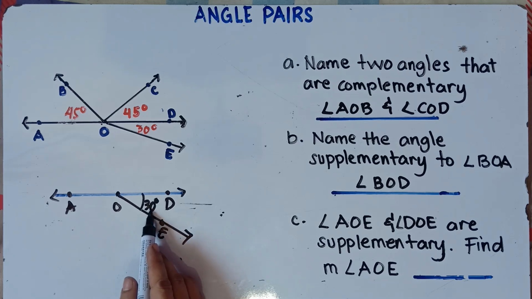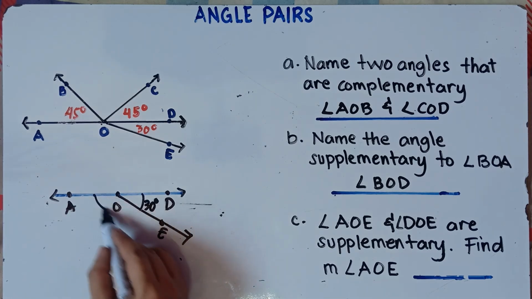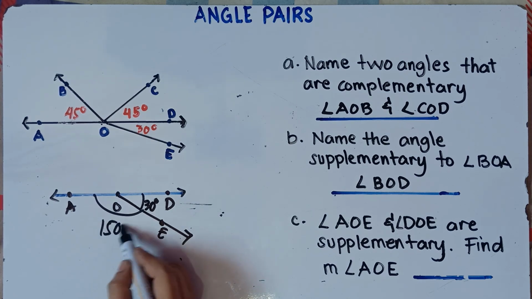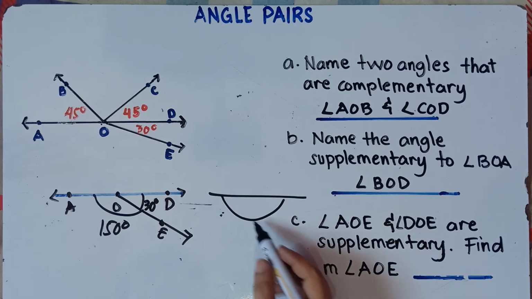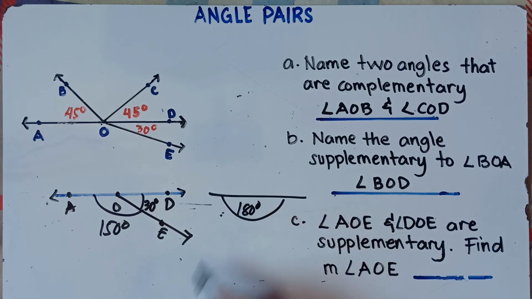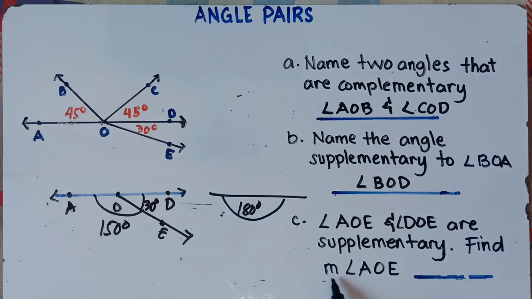Alright, so if this is 30, we can do the mental math. This will be 150 for angle AOE. Once again, we have a straight line, and a straight line forms a straight angle. And a straight angle is always 180 degrees. So you're told to find the measure of angle AOE. So 150 plus 30, that's 180.